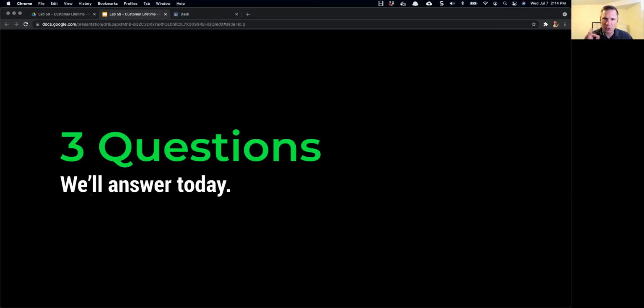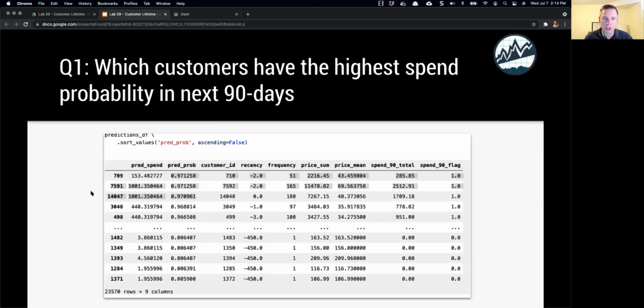There are three questions that I really want to focus on today. These are the three most important pieces that you'll take away. They're questions that we can answer for the business to help them gain value from this analysis. So these are the three questions we're going to answer today.